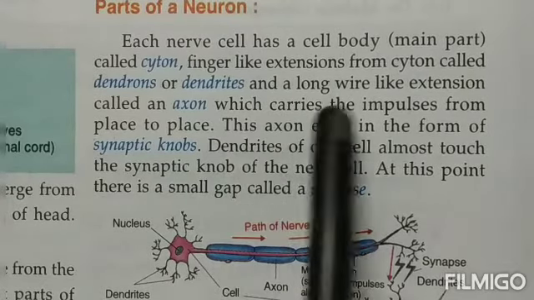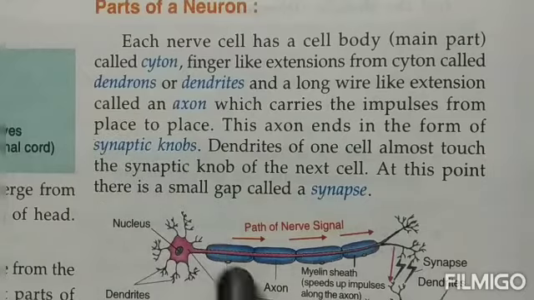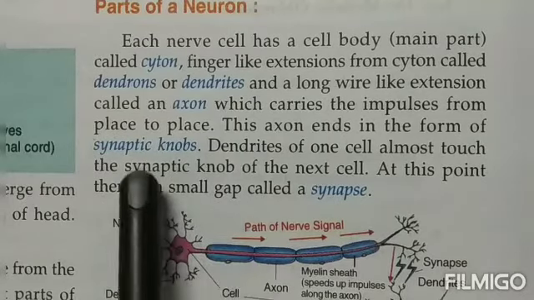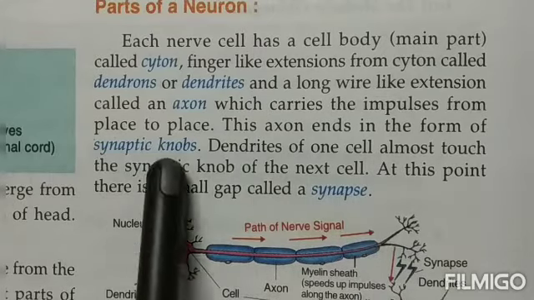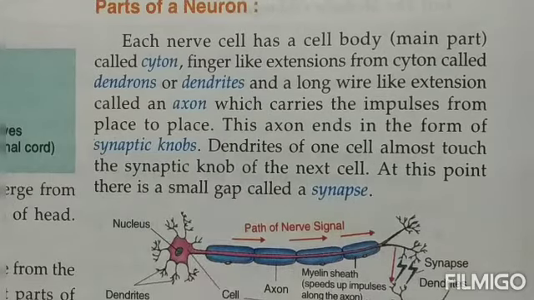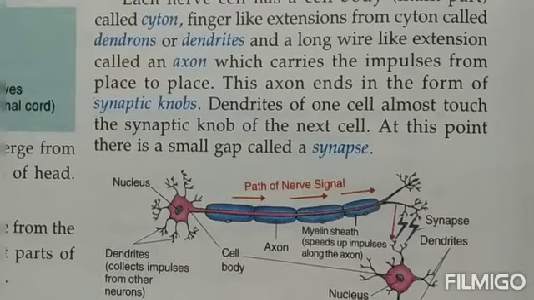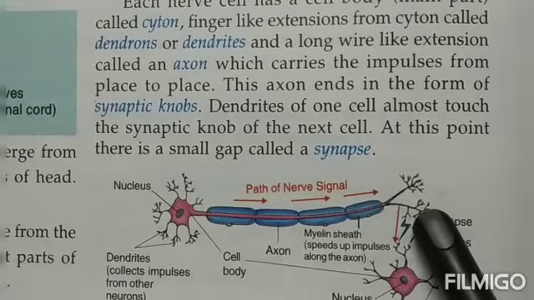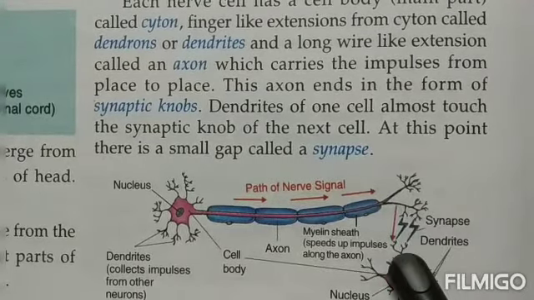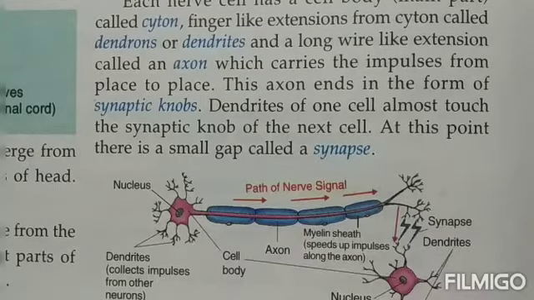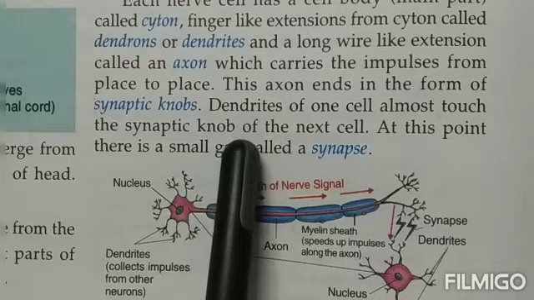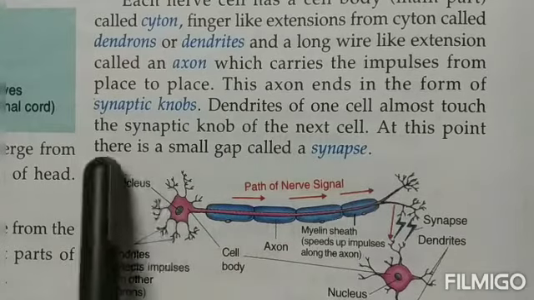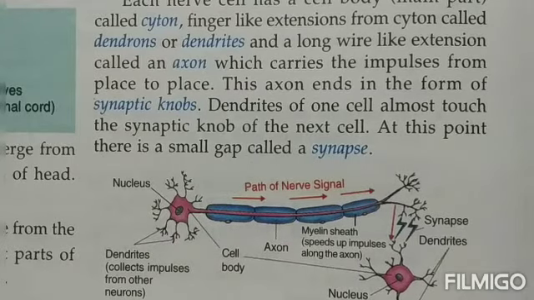This axon carries the impulses from place to place. Now, this axon will help to carry the impulses from one place of your body to the other. This axon ends in the form of synaptic knobs. Now, these synaptic knobs, children, are that particular place where the dendrites of one neuron meet the dendrites of the other neuron. Dendrites of one cell almost touch the synaptic knobs of the next cell. At this point, there is a small gap which is known as a synapse.